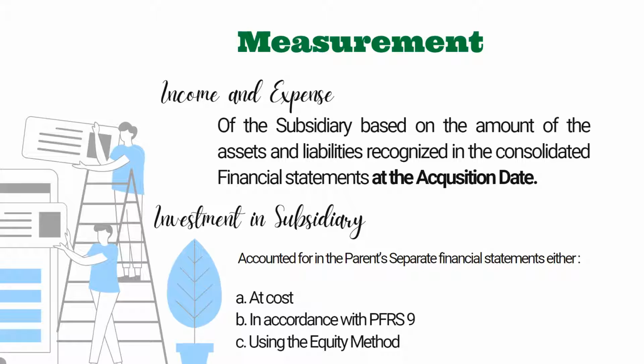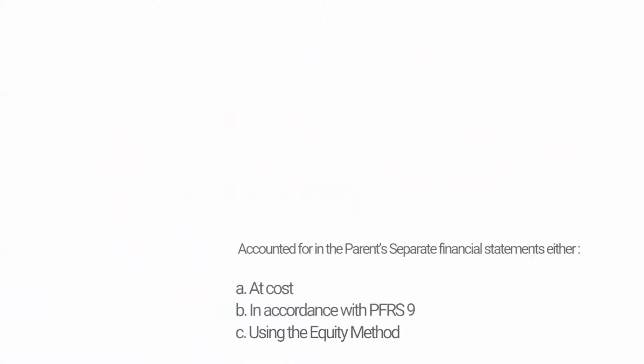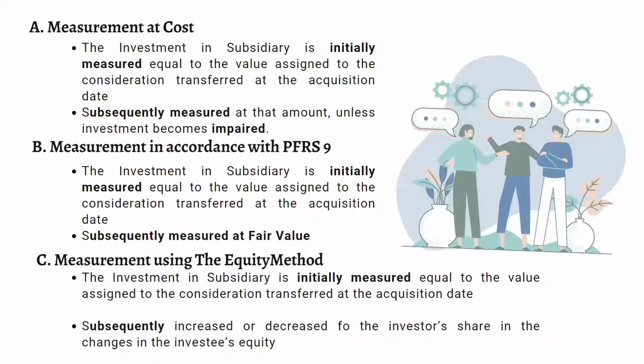Next is the investment in subsidiary. They are accounted for in the parent's separate financial statements either at cost, in accordance with PFRS 9, or using the equity method. So, measurement at cost. It is initially measured equal to the value assigned to the consideration transferred at the acquisition date and subsequently measured at that amount unless the investment becomes impaired.